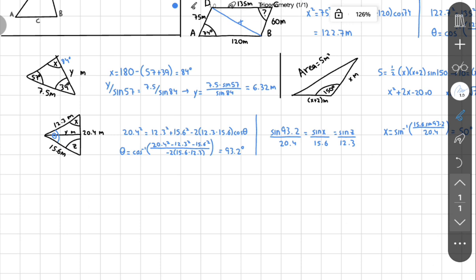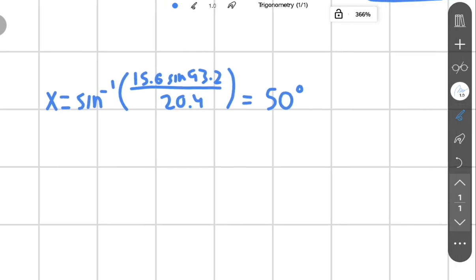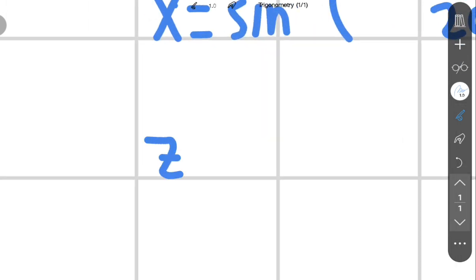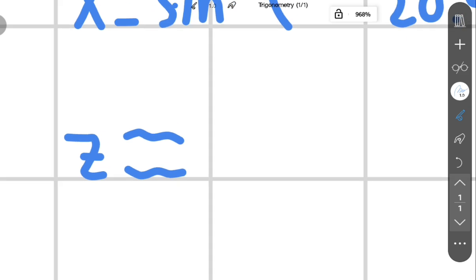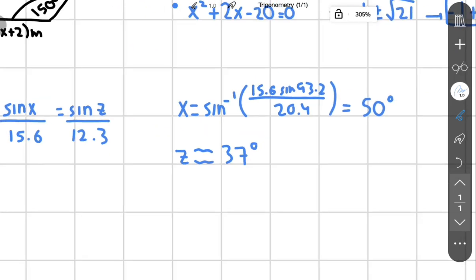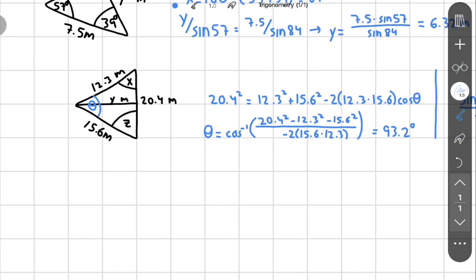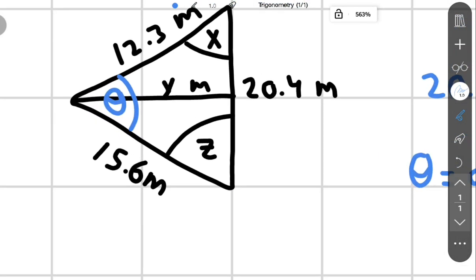So we have 180 minus 50 minus, we said 93.2. Let's just assume it to be 93, for simple sake. So we have z will round up to 37 degrees. Okay, so we found x and z. Now let's find y. Y is just basically this. So what we could do is that, let's see.